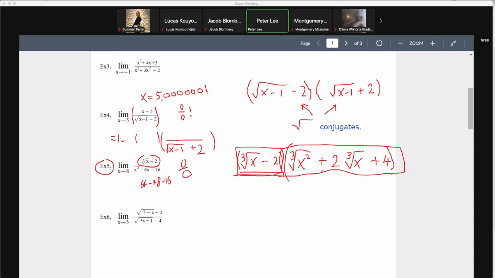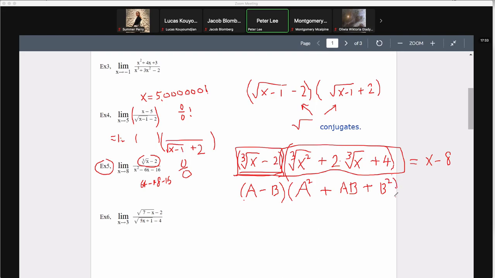When you multiply these two, this will become x minus 8. What is this formula here? This is related to a formula we have known already. One of the factoring formulas is this: a minus b times a squared plus ab, and then plus b squared. This is called the factoring formula for the difference of cubes. Does anybody know what a minus b times a squared plus ab plus b squared is, if you multiply all this out?